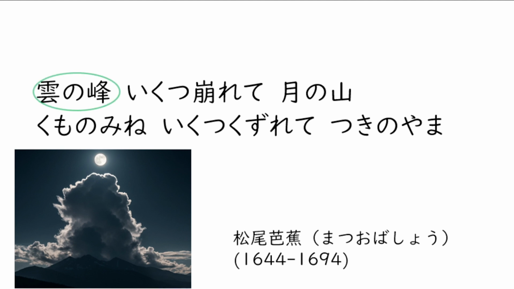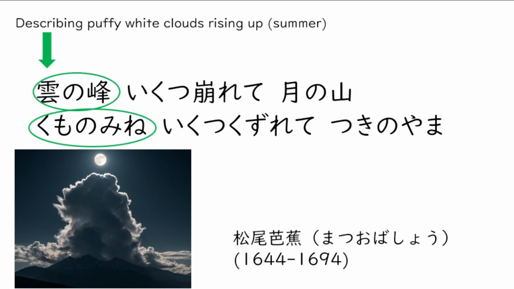Kumo means cloud, and mine refers to mountain ridges or peaks. So Kumo no mine describes puffy white clouds rising like mountain ridges. Kumo no mine is also a kigo, it's summer.